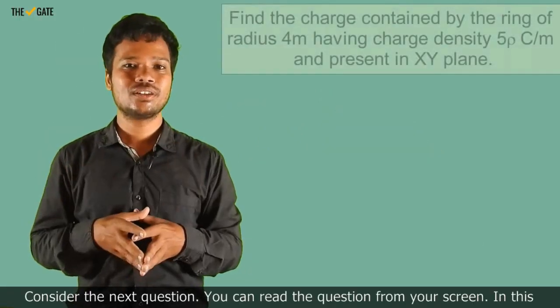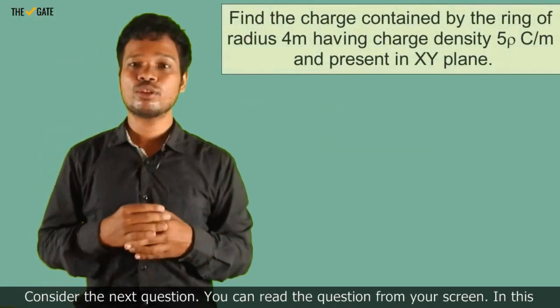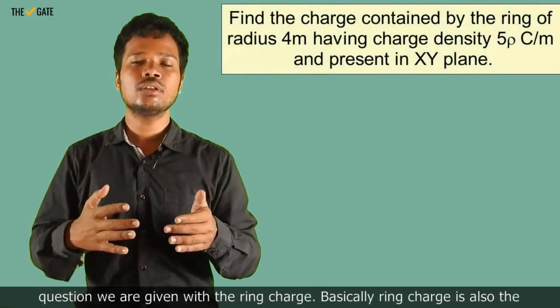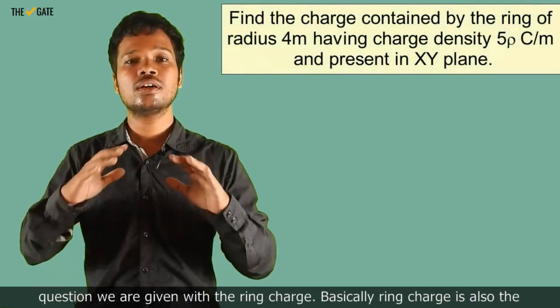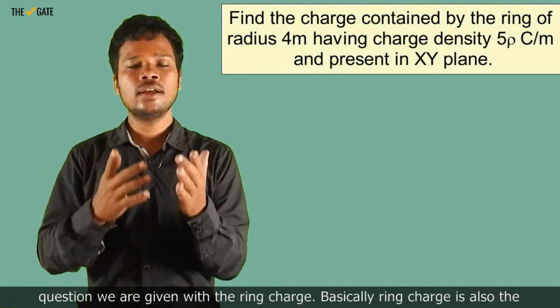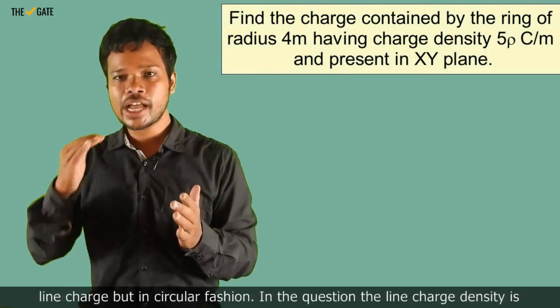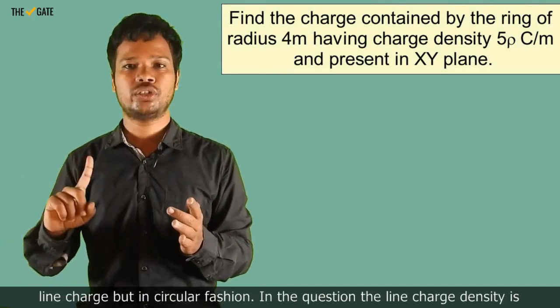Consider the next question. You can read the question from your screen. In this question, we are given a ring charge. Basically, a ring charge is also a line charge, but in a circular fashion.